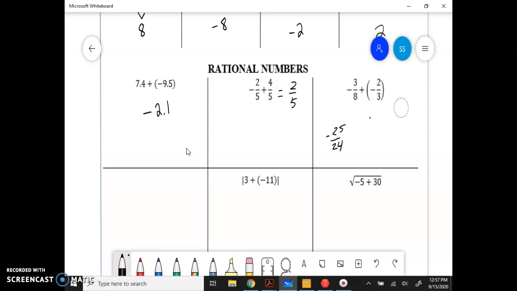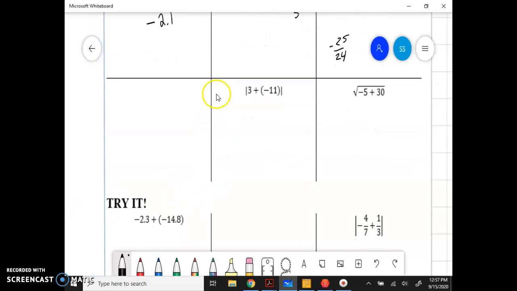All right, I don't think you guys are going to have any problems with that. I really hope you don't. It's just really being proficient with your calculators.